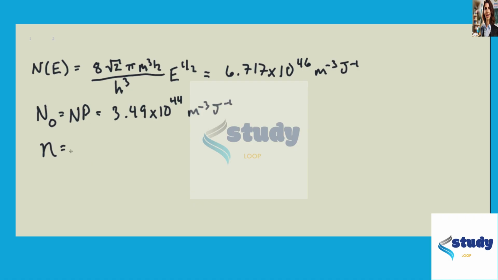And going back to where we started, now that we know all that we need to know, this is the number density of occupied states times the volume times the energy range. And so we have 6.7 times 10 to the 19th states occupied in this situation.